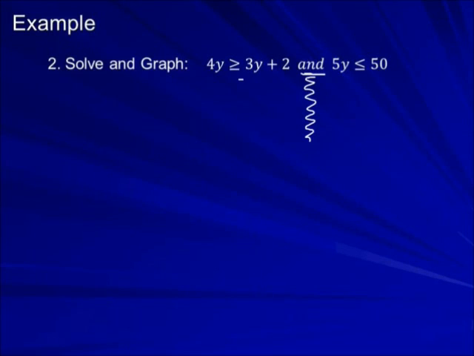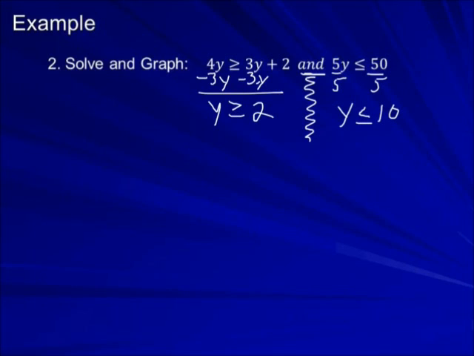Let's start with the left-hand side. I'm going to subtract 3y. So I end up with y is greater than or equal to 2. And I'm done with that side. That was an easy one. So let's go to the right-hand side. Let's divide by 5. So I have y is less than or equal to 10.